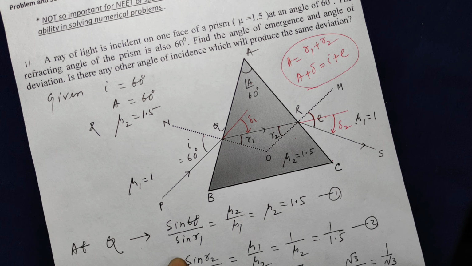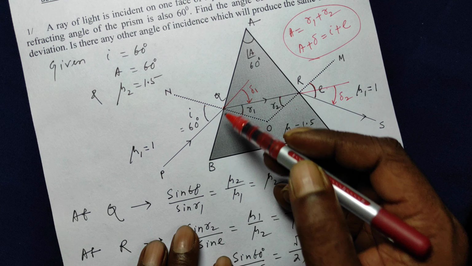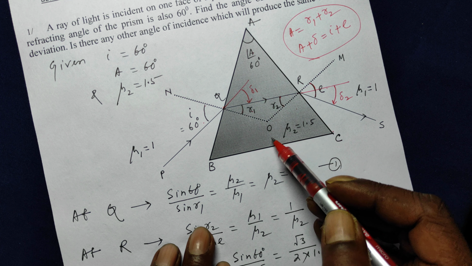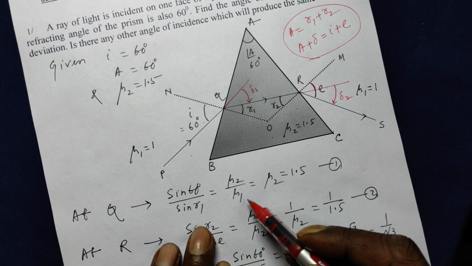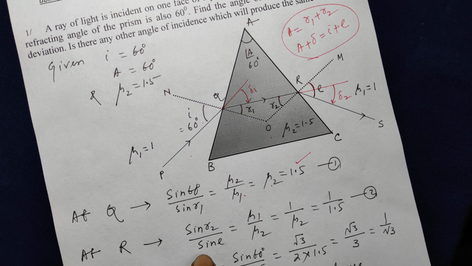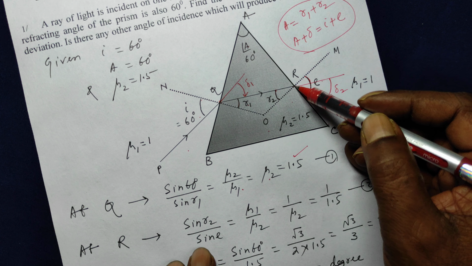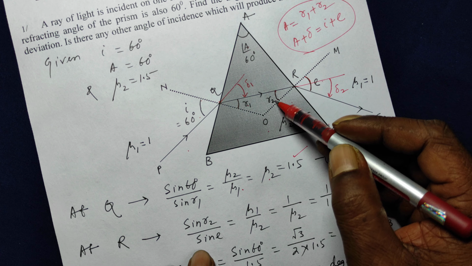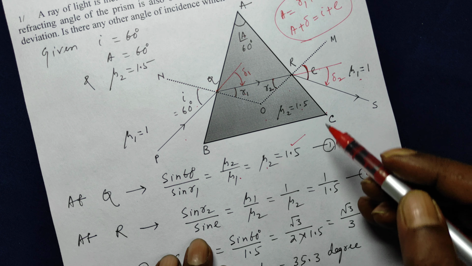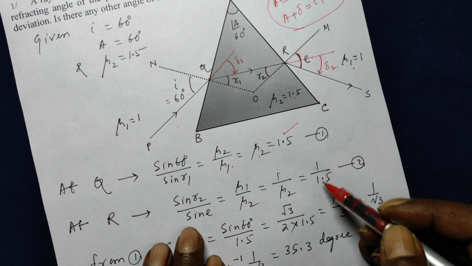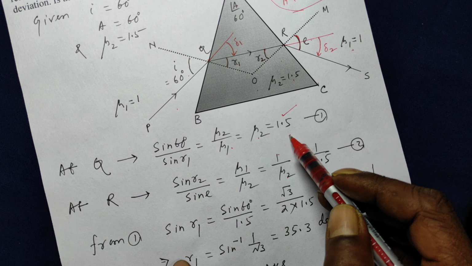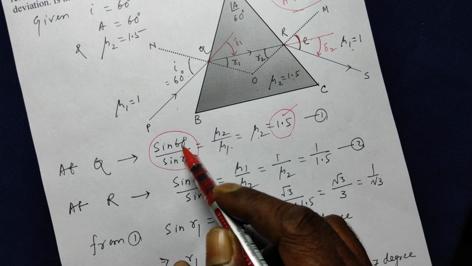Now let us apply Snell's law here. At point Q, sine 60 over sine R1 will be mu 2 over mu 1. That is, since mu 1 is 1, mu 2 is given as 1.5. Again, if you apply Snell's law here, sine R2 over sine E will be mu 1 over mu 2, that is equal to 1 over mu 2, that is equal to 1 by 1.5. Now, sine 60 is known.